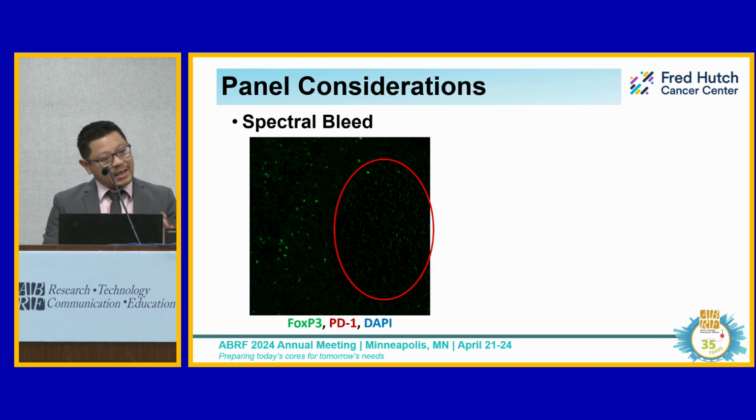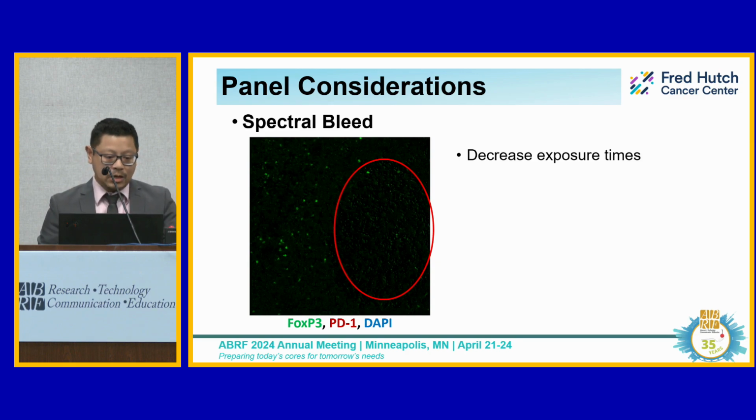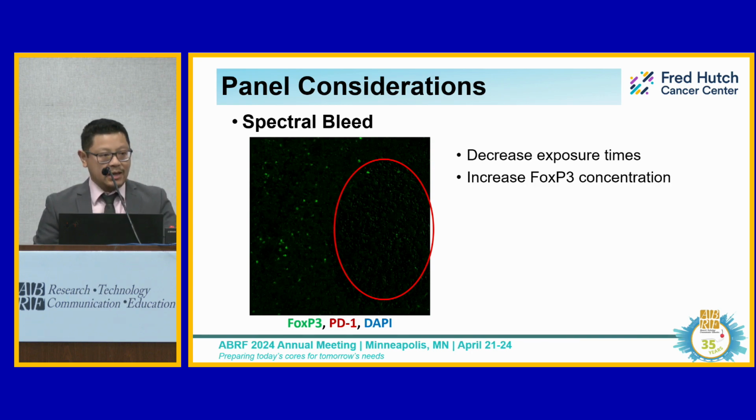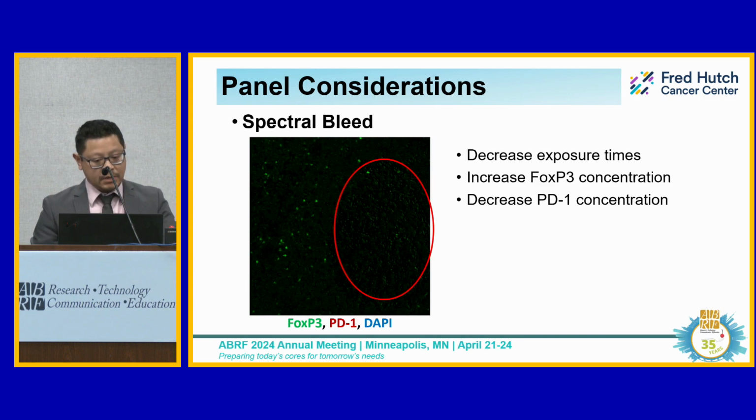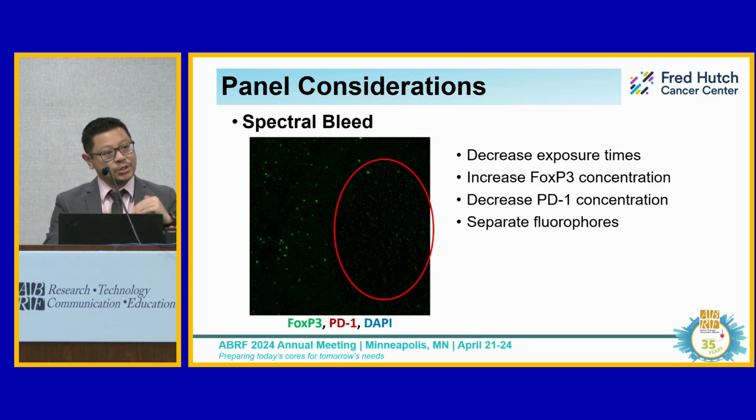But if you want to get away from that, a couple things you can do is decrease your exposure times, and that will decrease the amount of overlap you're getting. You can also increase the FOXP3 concentration in this case, and that'll make the FOXP3 pop a little bit more. Or you can decrease the PD1 concentration, and that does the same effect. Or ideally, you can separate the fluorophores so they're farther apart, so there should not be any spectral overlap between the two.